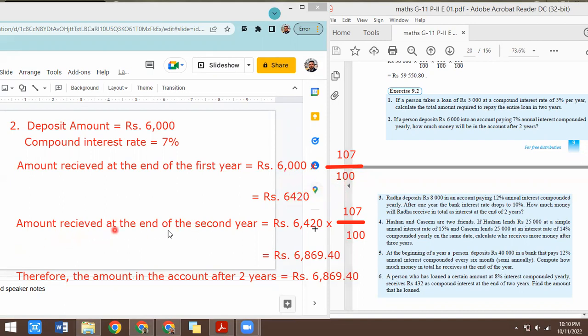Then the amount received at the end of the second year is 6,420 times 107 divided by 100. That is 6,869.40 rupees. Therefore, at the end of the 2 years, which is after 2 years, the amount in the account is 6,869 rupees and 40 cents.